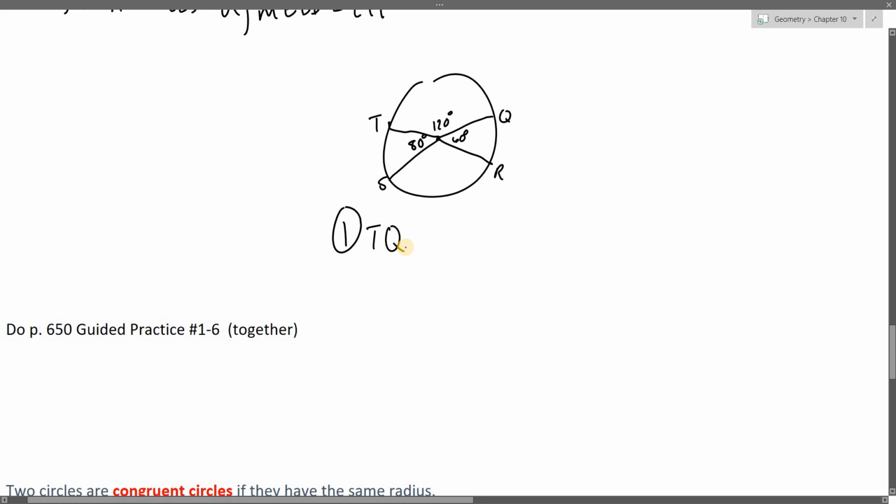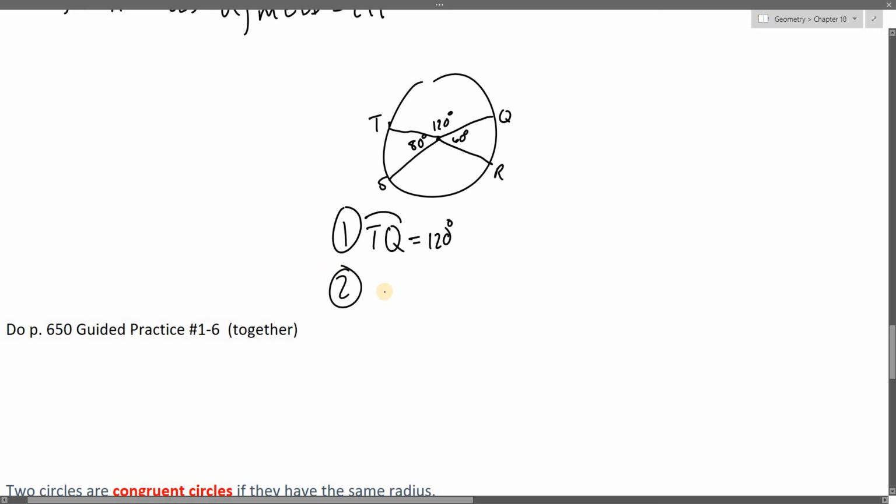Now let me read the instructions. Identify the given arc as a major arc, a minor arc, or semicircle. All right, so essentially I can just look through this and say, all right, all minor arcs have how many letters? And you should be saying 2. So this arc TQ can be measured from T to Q. That's just 120 degrees. That's a simple read.